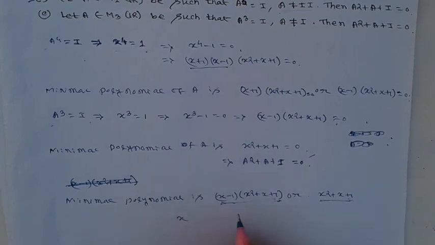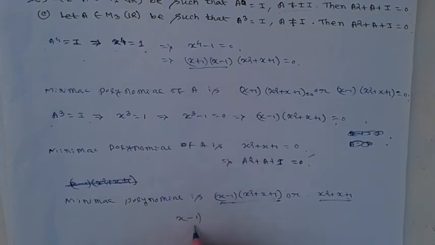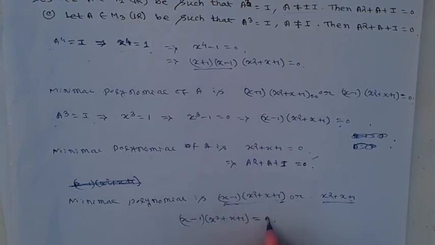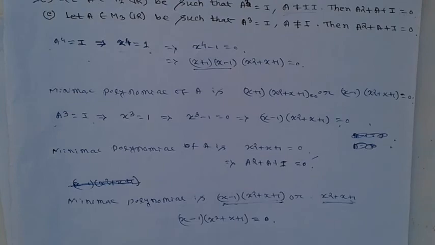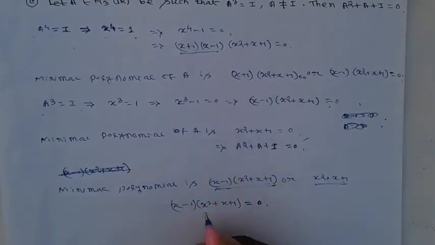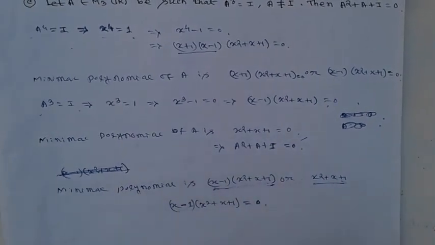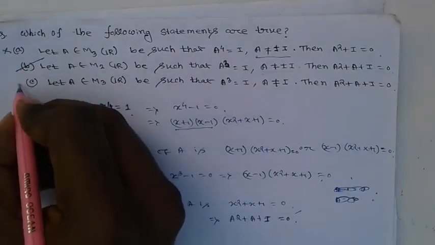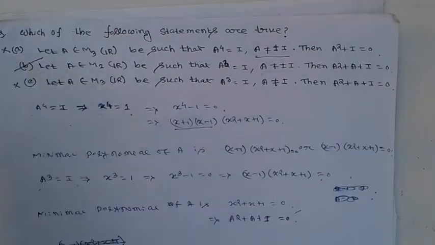If this is a minimal polynomial, then x square plus x plus 1 equal to 0, and in that case the option C is not true. So the right option is B.